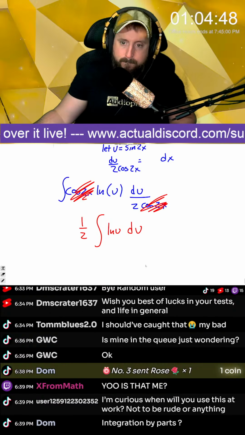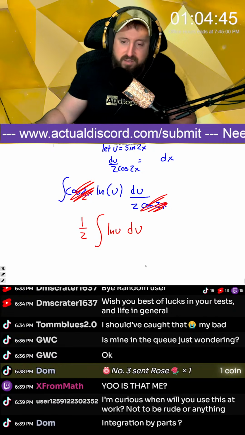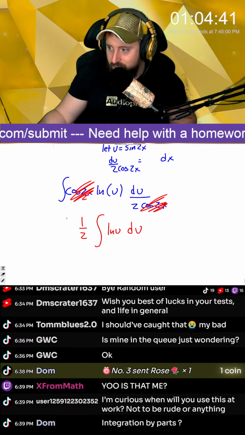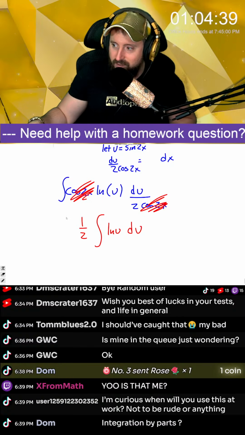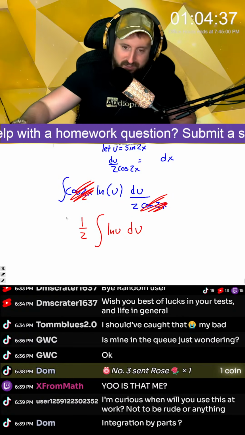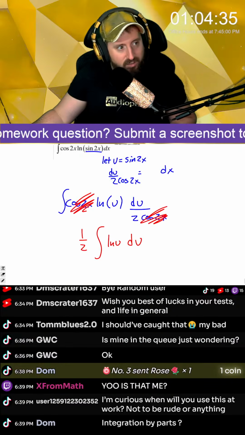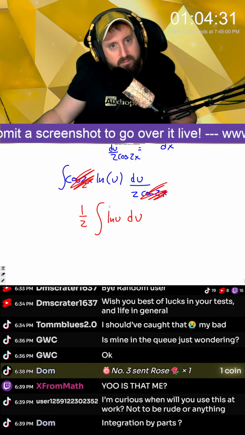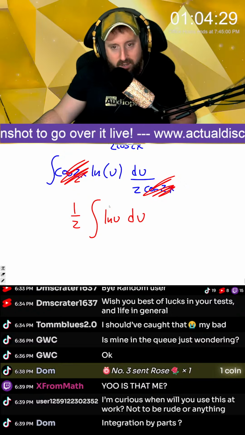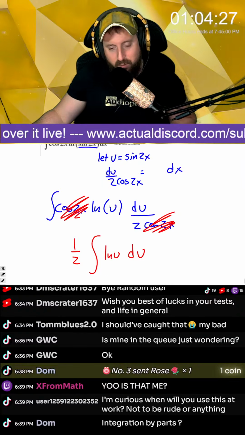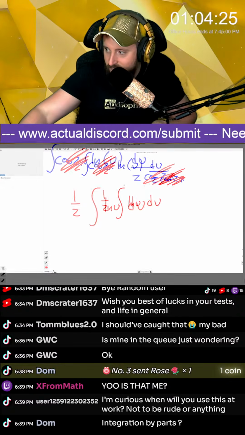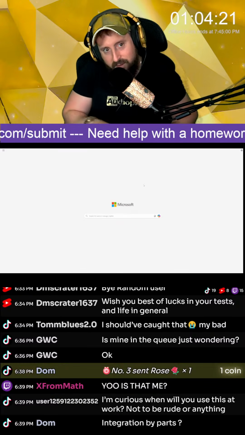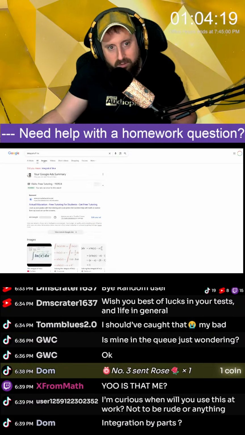Okay? This integral of ln of u, I think, is a special one you just have to know. Is this from you, X for math? Was this your question? Integration by parts. I don't think we want to do integration by parts. I think I just need the integration. There is just an integral of ln of x. This is one. I think you just have to know this one.